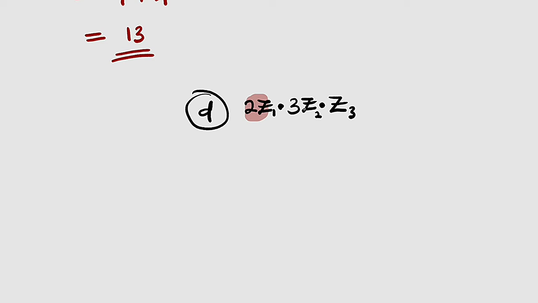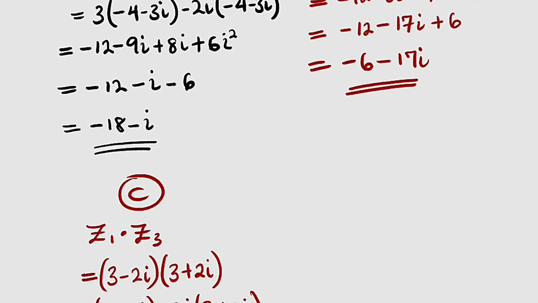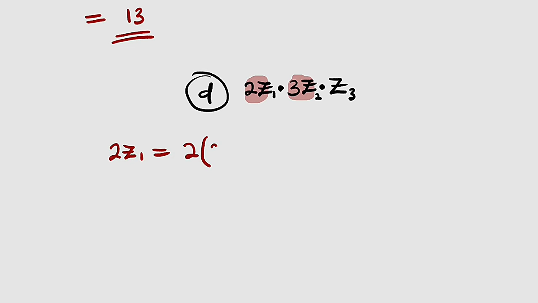Let me simplify this and simplify this. All right. 2z1 is equal to 2 multiplied by z1. And what is z1? Remember, z1 is 3 minus 2i. So we have 2 times 3 minus 2i, and this is equal to 6 minus 4i.